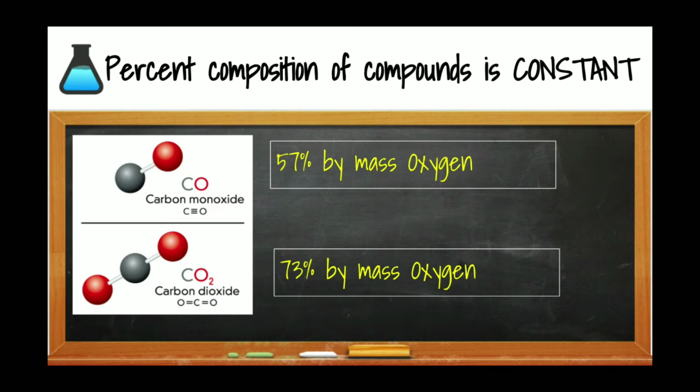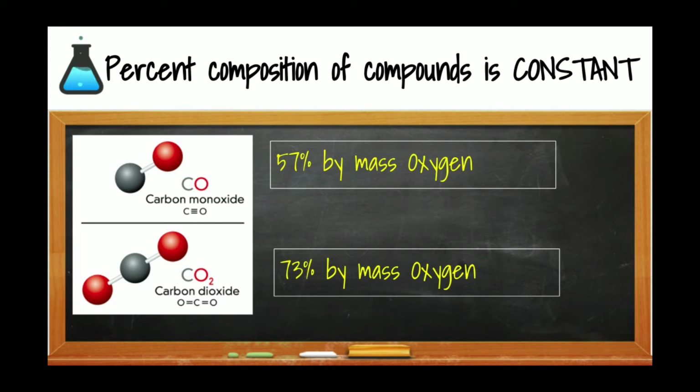Compounds, on the other hand, always have a constant composition. So carbon monoxide is a compound of carbon and oxygen that has one carbon to one oxygen. If you calculated the percent by mass of oxygen in carbon monoxide, it's 57%.